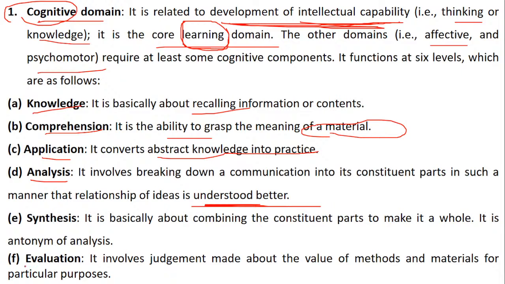And the last comes as your assessment or your evaluation, which involves judgment that is made basically for the value of methods and material with a specific goal or with a specific purpose, that is, what exactly you wanted to achieve and what you have achieved from this entire process, and that's what it talks about. So this is all basically about what? It is all basically about the cognitive domain. That is your first domain, core learning domain out of 3. So first we have done cognitive.